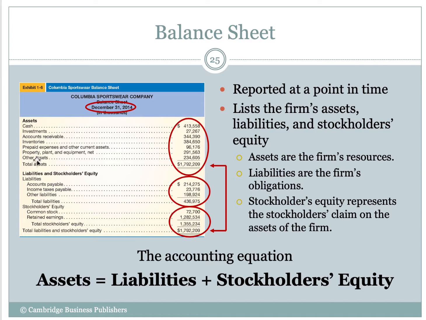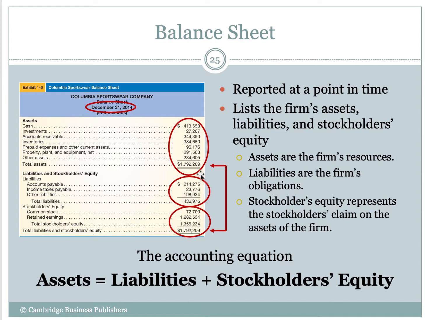After that, we have our PP&E, our property, plant, and equipment, or land, plant, and equipment. Okay, and then we have our total assets. Notice our total assets equal $1,792,209, if I'm reading that correctly. Okay. So we total out our assets. Notice the double bottom border here. That means we are footing this data, okay?